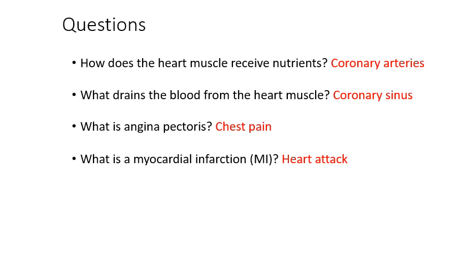Angina pectoris is chest pain caused by a lack of oxygen. And then myocardial infarction is what happens if you completely block one of your coronary vessels and you're basically choking off part of the heart muscle of oxygen.